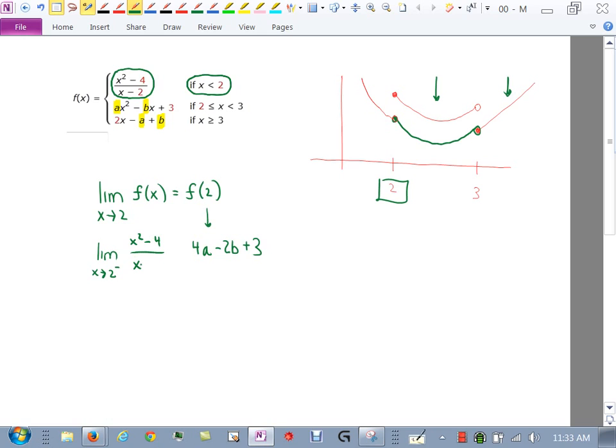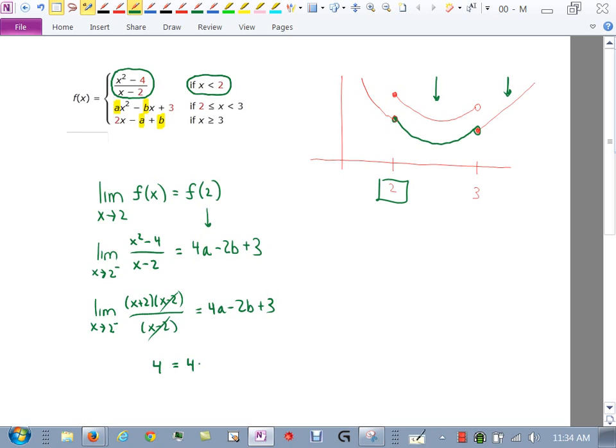And so what I want to do is make that equal this. Okay, now if we try and plug 2 into this right now, we get 0 over 0. So before I can do that limit, I need to do some algebra. I factor the numerator as a difference of squares. The right side, 4a minus 2b plus 3. And so these cancel. And now just plug in 2, and we get 4.